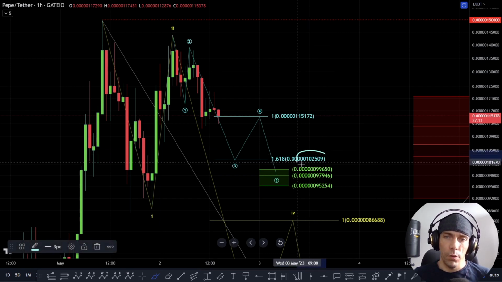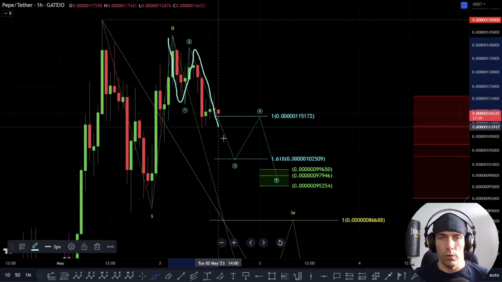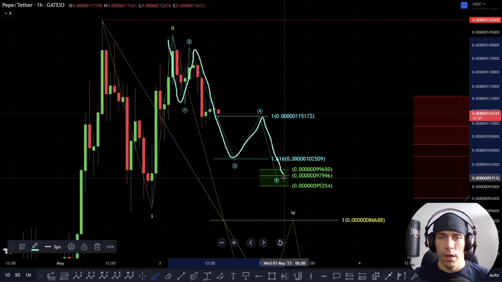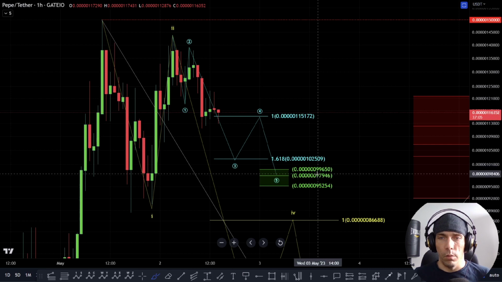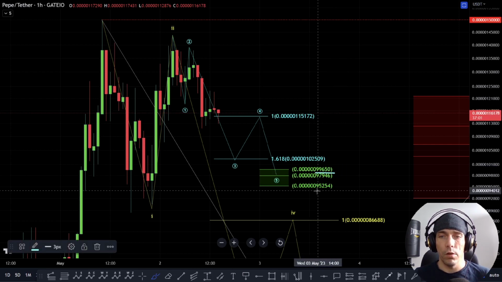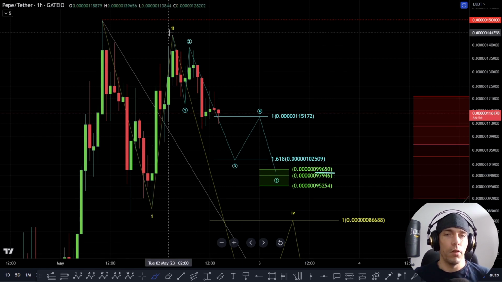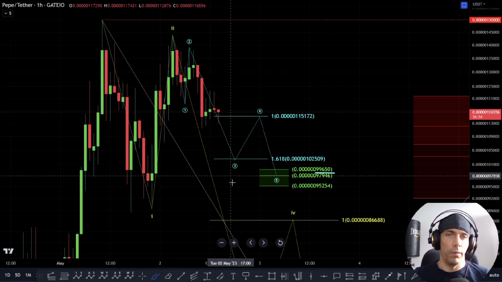So if we start to break down towards these lower ranges here, we need to be careful, because this could become 1, 2, 3, 4, and then a 5 to the downside, which would mean that we would be looking to complete between this zone of this 99650 to this 95254 area. And that would be potentially if this is just a simple five-wave move down.